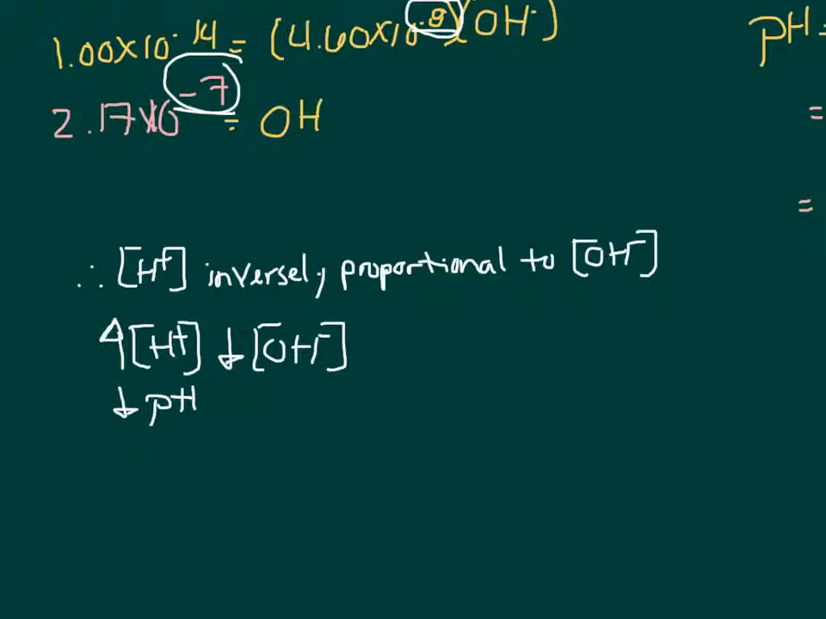So therefore, the concentration of your hydrogen ions is inversely proportional to your hydroxide concentration as well. If you increase one, you decrease the other. So if you increase your hydrogen ions, you decrease your hydroxide ions, and that is going to decrease the pH due to the increase of your hydrogen concentrations. So pH is inversely related to hydrogen ion concentration, and OH is inversely related to the hydrogen ion concentration as well.